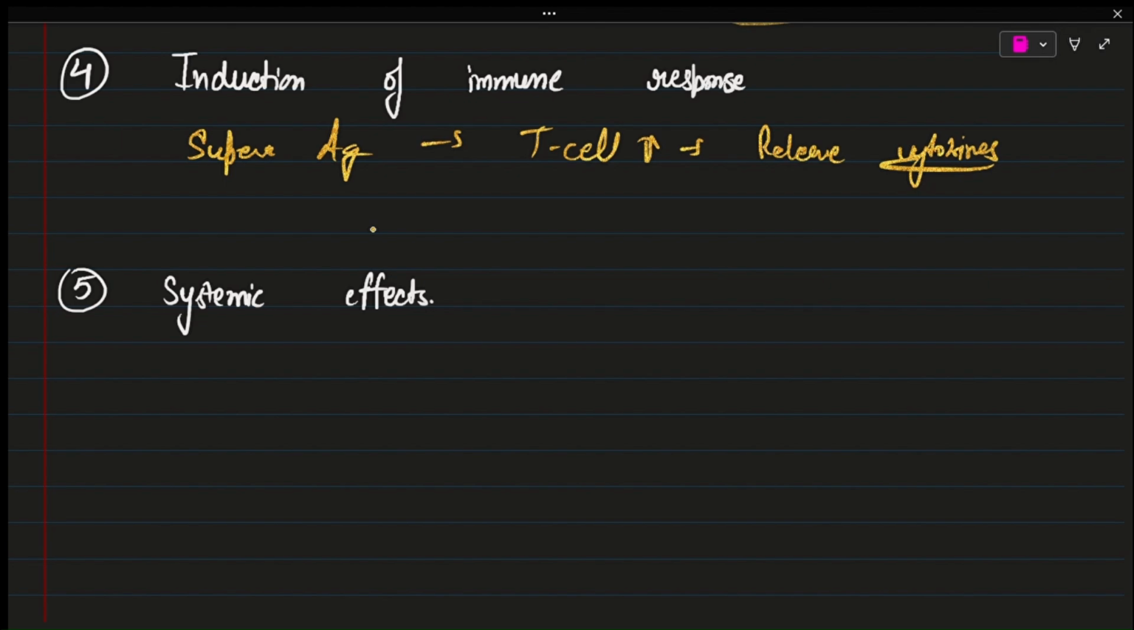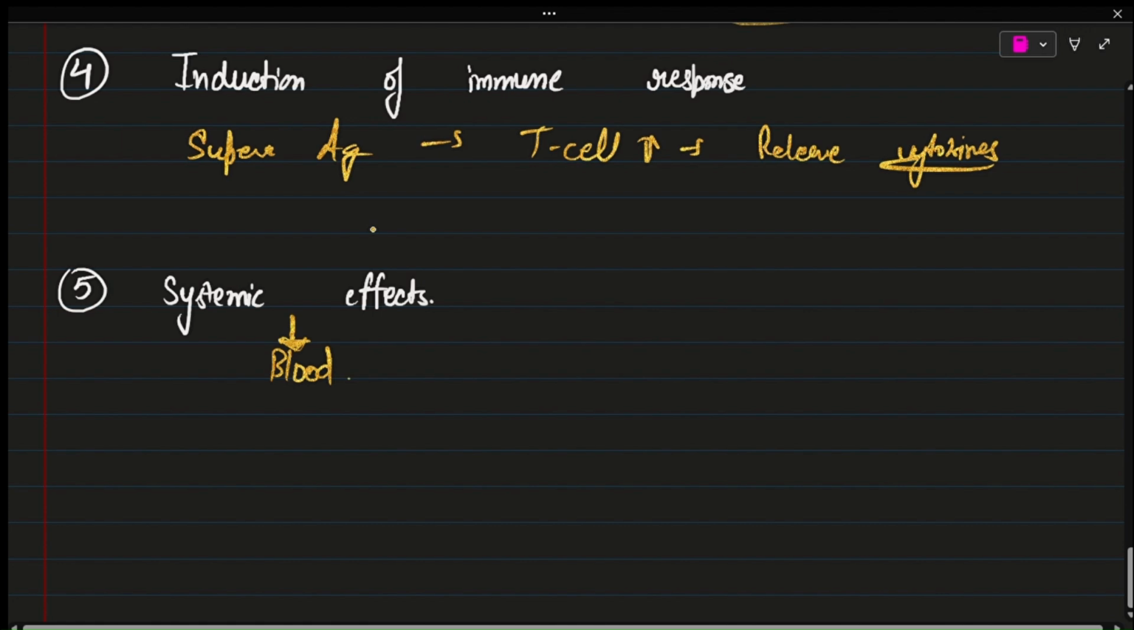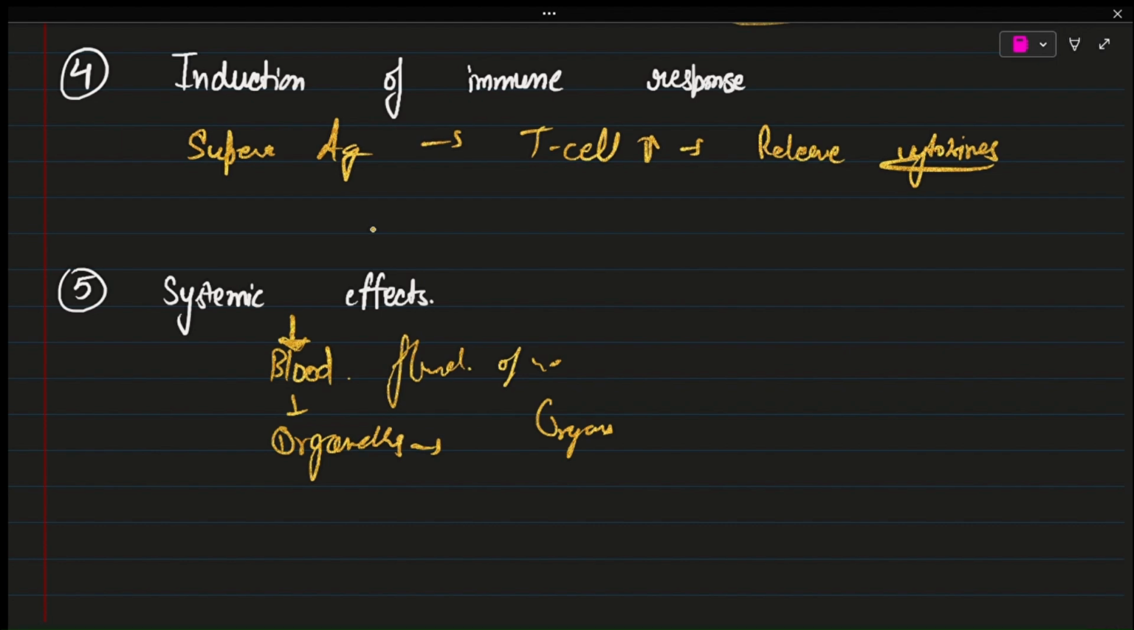Then we have systemic effect. Now systemic basically relates to blood, okay, which is the fluid connective tissue of our body. But here, not just blood but organs of our body can also get affected. Now, if toxin enters into our body, then it tends to move from one place to another, or you can say from one cell to another.